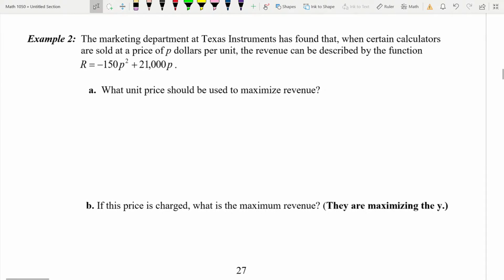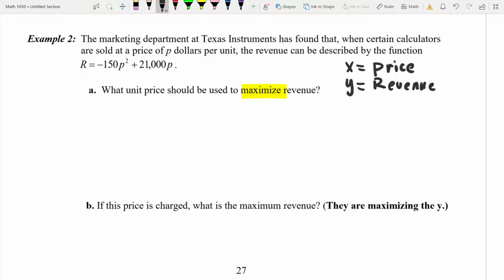Okay, question number 2. The marketing department at TI has found that when certain calculators are sold at a price P dollars per unit, the revenue can be described by this function. Everybody start like this: X equals and Y equals. I want you to remember that what it's solved for is the Y. It's solved for R, so my Y is the R, which stands for revenue. The X is represented by the variable P, the other variable, and that stands for price.